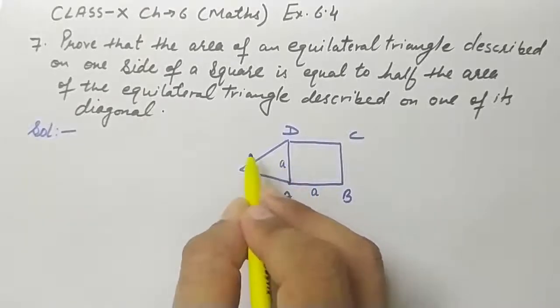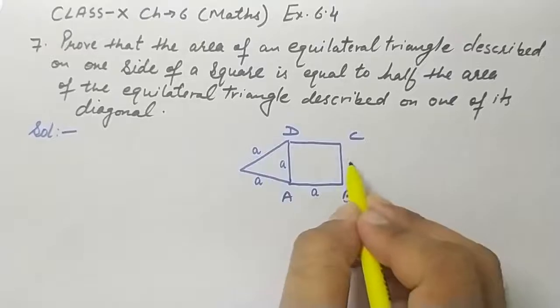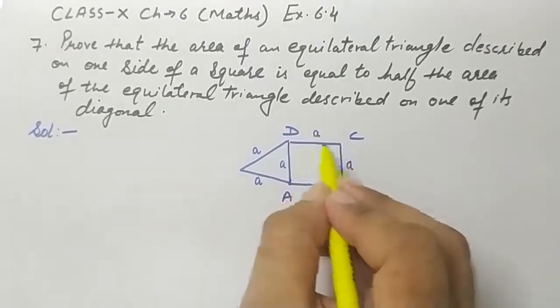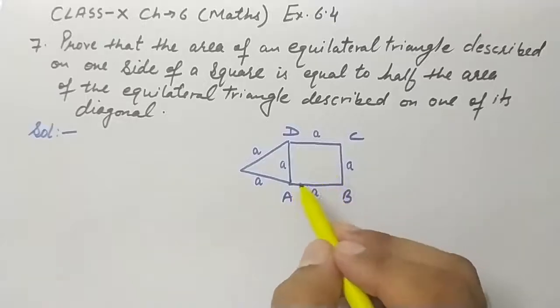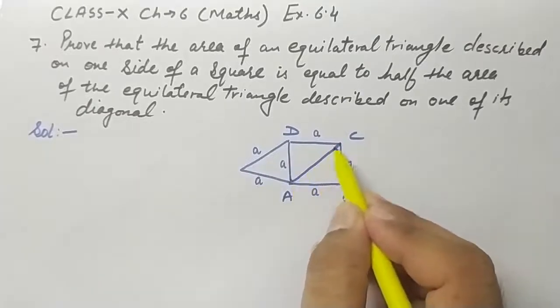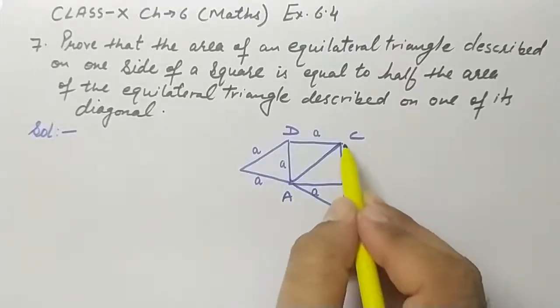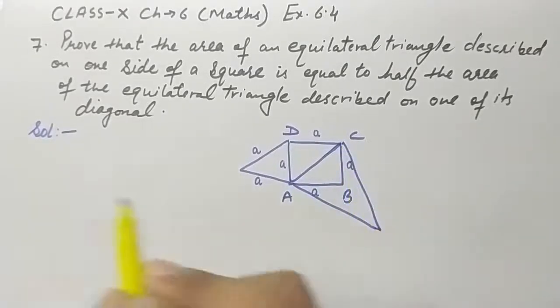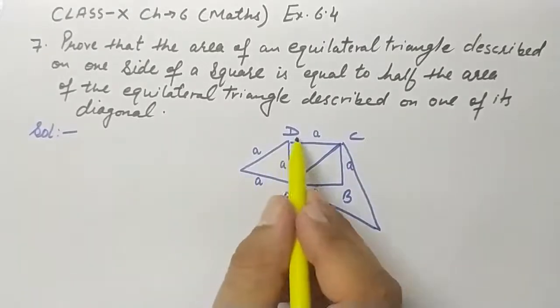So this equilateral triangle's side is A unit, right? All sides are A here, because in a square the sides are equal. Now one more equilateral triangle is there, on one of its diagonals. It is on the diagonal AC. So on this diagonal one equilateral triangle is there. Suppose this is that equilateral triangle. So on the diagonal this is an equilateral triangle, and this is on the side.